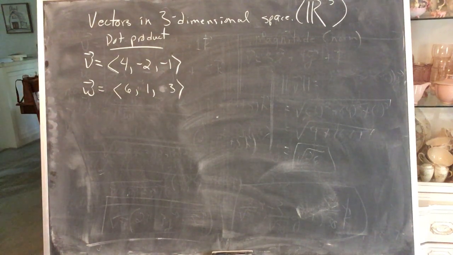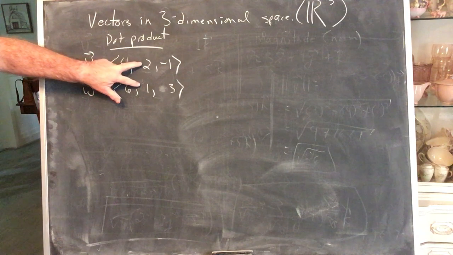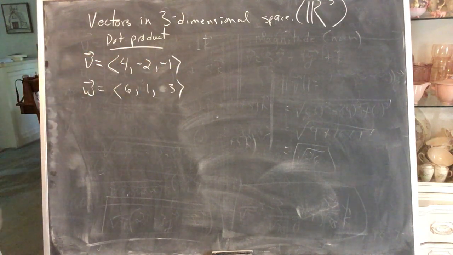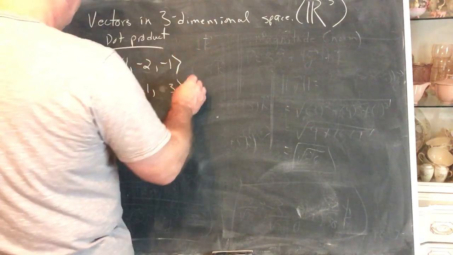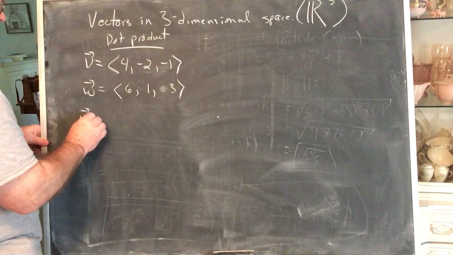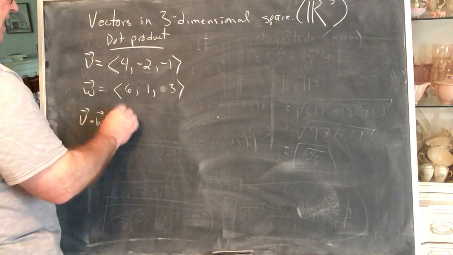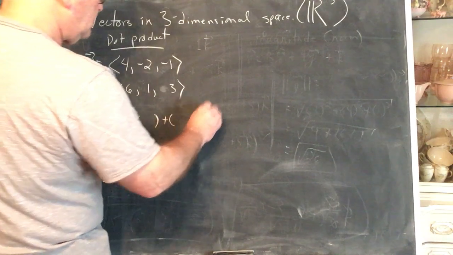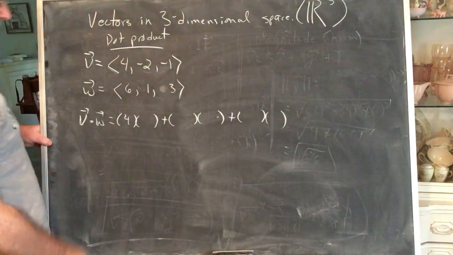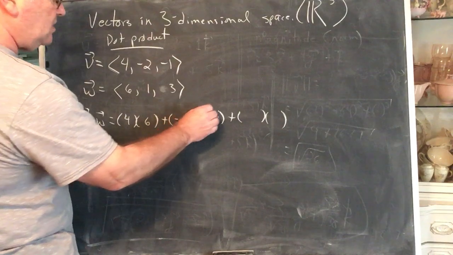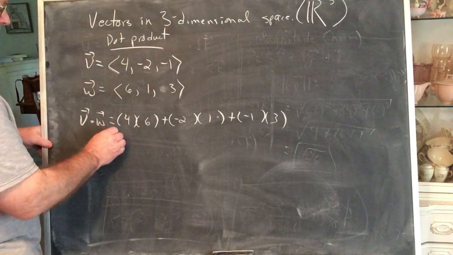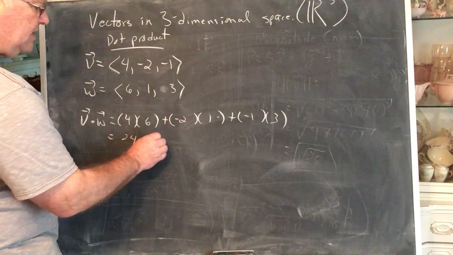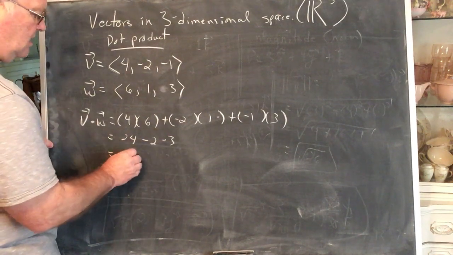The next notion with vectors in three-dimensional space is the dot product, and that works again in an exactly analogous fashion. Multiply the x components, multiply the y components, multiply the z components, and it follows exactly the same pattern. So if we want to find v dot w in this instance, fill in the blanks. That's 4 times 6, negative 2 times 1, negative 1 times 3. We have 24, minus 2, minus 3 is 19.